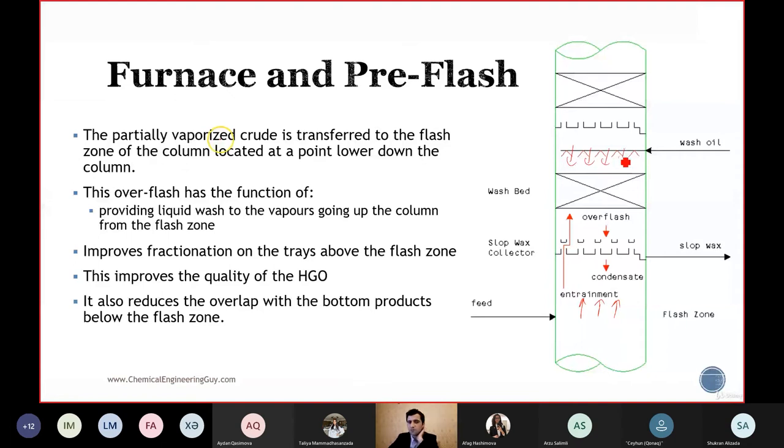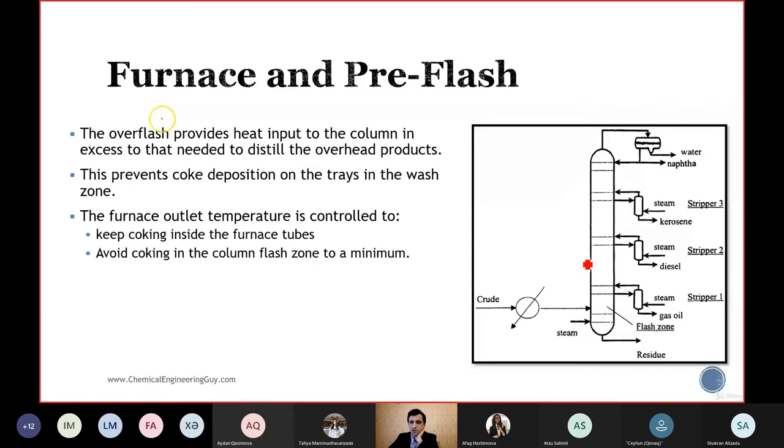The overflash provides the heat input to the column in excess of that needed to distill the overhead products. You can see that you have the distillation column here, which we will talk about in detail later. It separates naphtha, kerosene, diesel, atmospheric gas oil, and residue. But it is also really important to control the furnace outlet temperature, to keep coking inside the furnace tubes, and also coking in the column flash zone, to a minimum. You don't want a lower temperature, because then you have poorer distillation. But you don't want a really higher temperature either, because then you might have coking, or cracking, that you want to prevent.